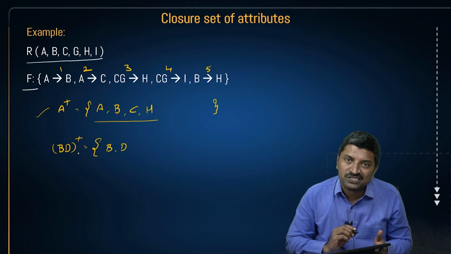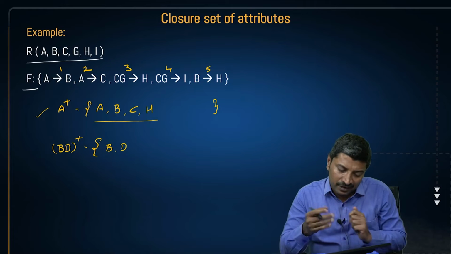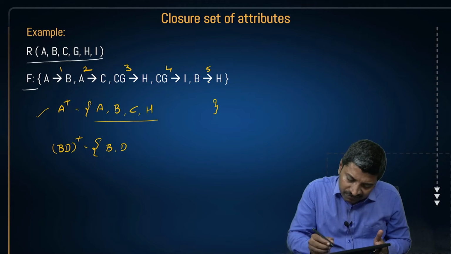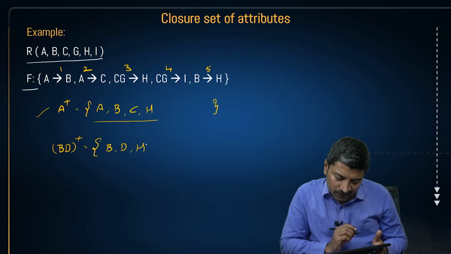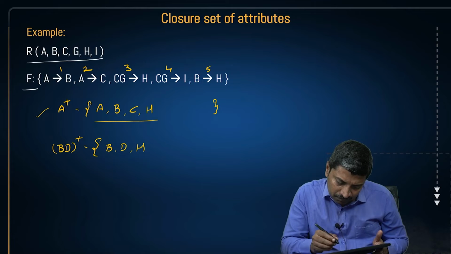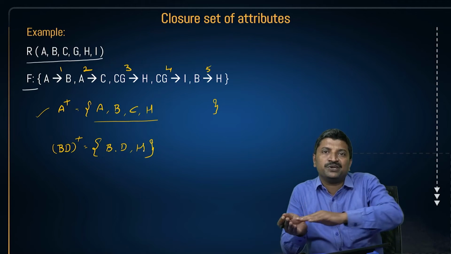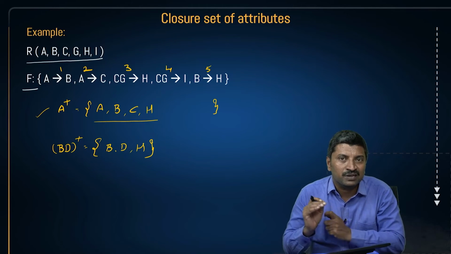What about BD plus? In BD plus, we already have BD by default. Any more attributes? By the use of the fifth functional dependency, B gives H. Anything else? I think no. So these are the 3 attributes which can be derived by the use of BD. So that is the closure set of BD. Is that clear?